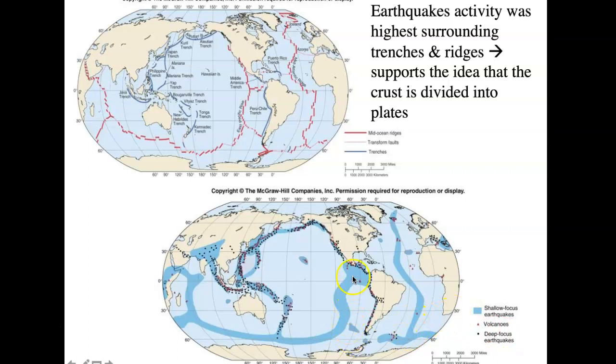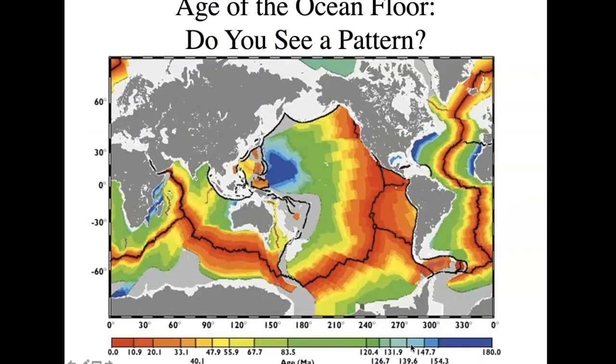So if you look, where we typically find the most volcanic activity is here around our trenches, as well as around some of our ridges. And so again, this supported this idea of plate tectonics. Now the story gets even more interesting when we start to talk about aging the ocean floor.